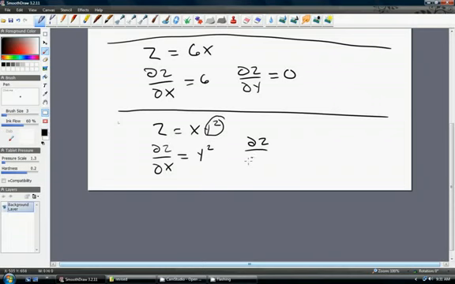Partial derivative of z with respect to y equals 2xy. I basically performed the power function rule on y squared. The derivative of y squared is 2y. That 2y is touching x, so we bring back the x and we get 2xy.